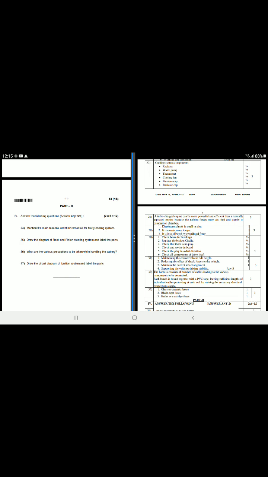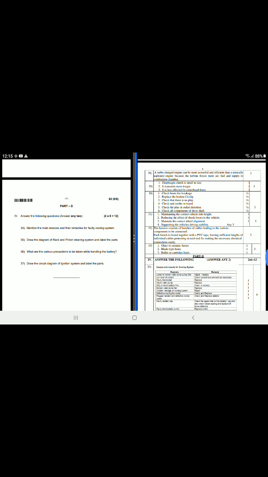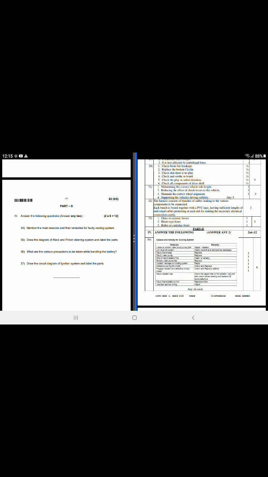Mention the reasons and their remedies for faulty cooling system. Okay, so the reasons are loose or broken water pump pulley belt, low level of coolant, faulty thermostat, faulty water pump, dirty or bent radiator fins, broken water pump fan, coolant leakage in cooling system, defective cooling fan motor, plugged radiator and defective rubber hoses, faulty radiator cap, faulty thermostat switch, improper ignition timing.